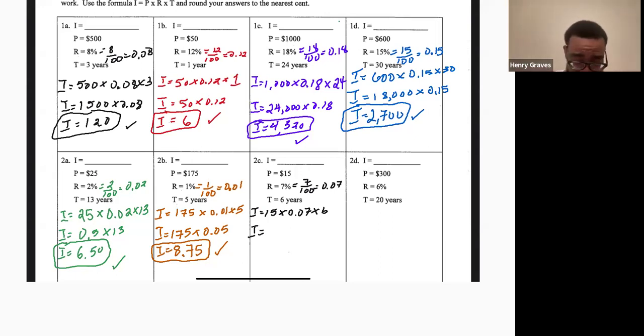So 15 times 0.07 times 6 is going to be $6.30. So he only has to pay back $21.30. That's pretty great. Though he has to pay back over 6 years, because his interest rate is low and he borrowed only 15 bucks, he doesn't have to pay that much back, which is pretty awesome.